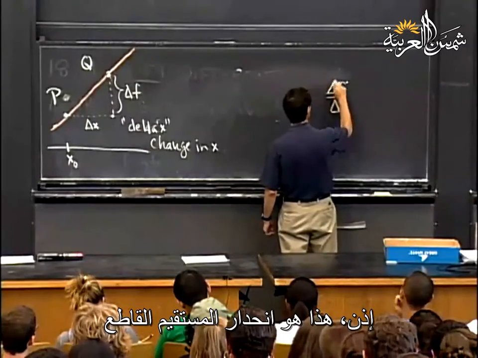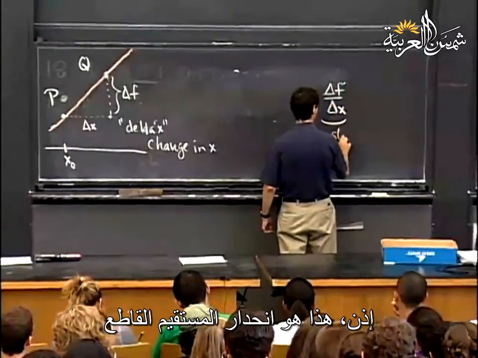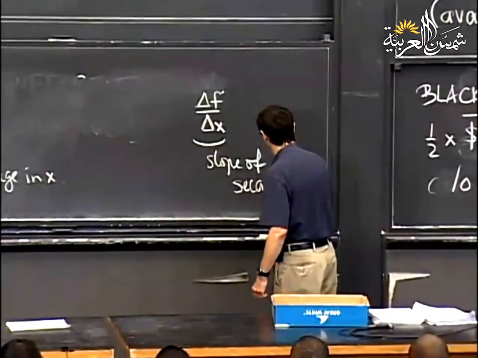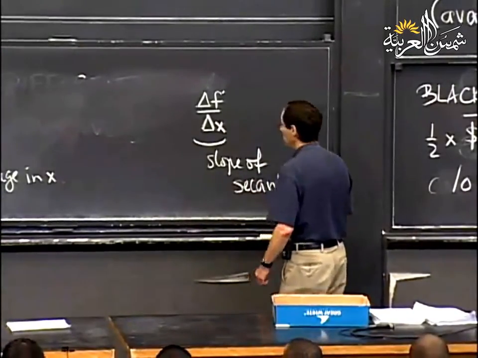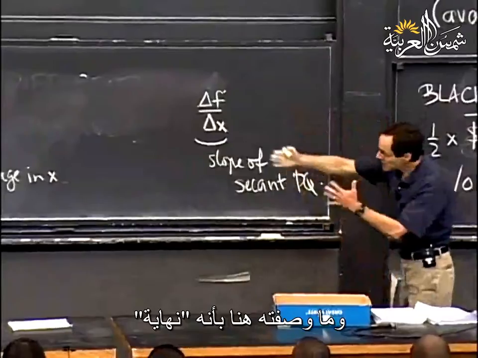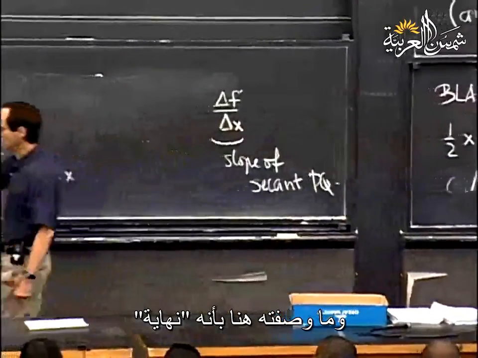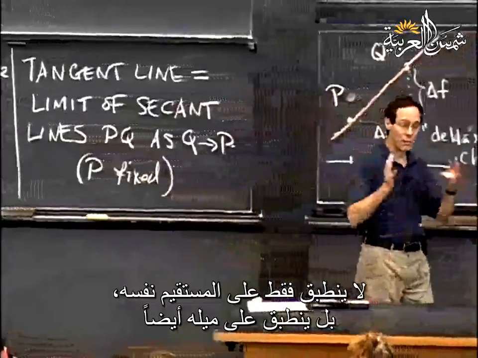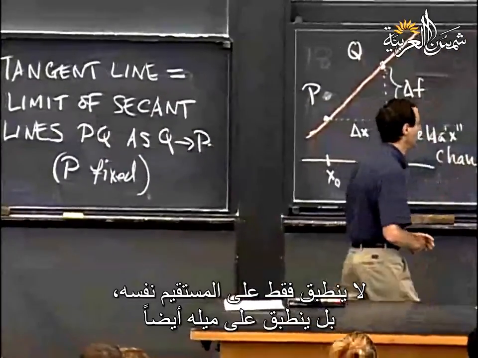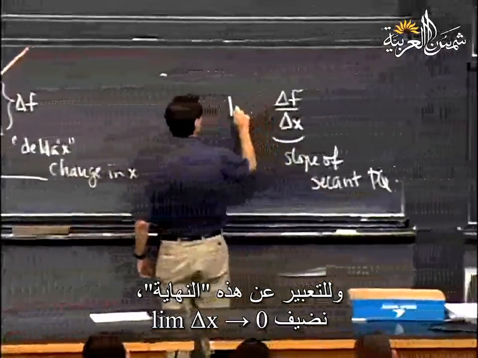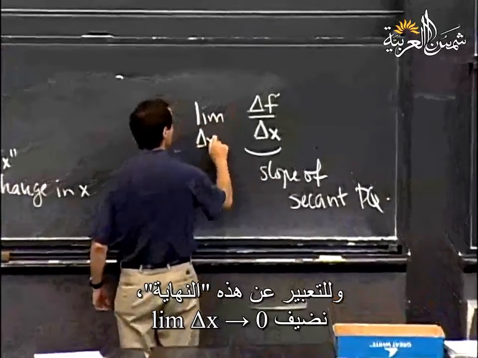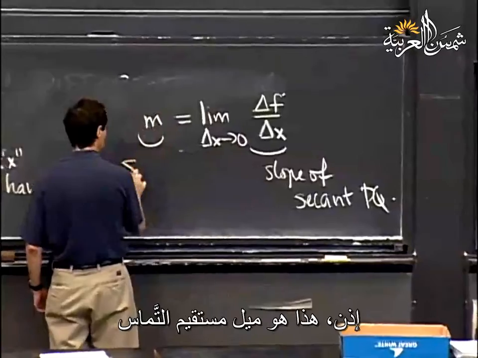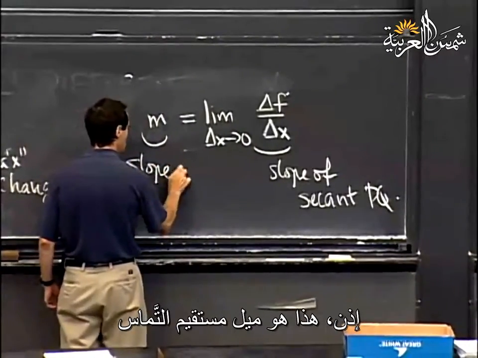And then the slope is just the ratio delta f over delta x. So this is the slope of the secant. And the process I just described with this limit applies not just to the whole line itself, but also in particular to its slope. And the way we write that is the limit as delta x goes to 0, and that's going to be our slope. So this is the slope of the tangent line.